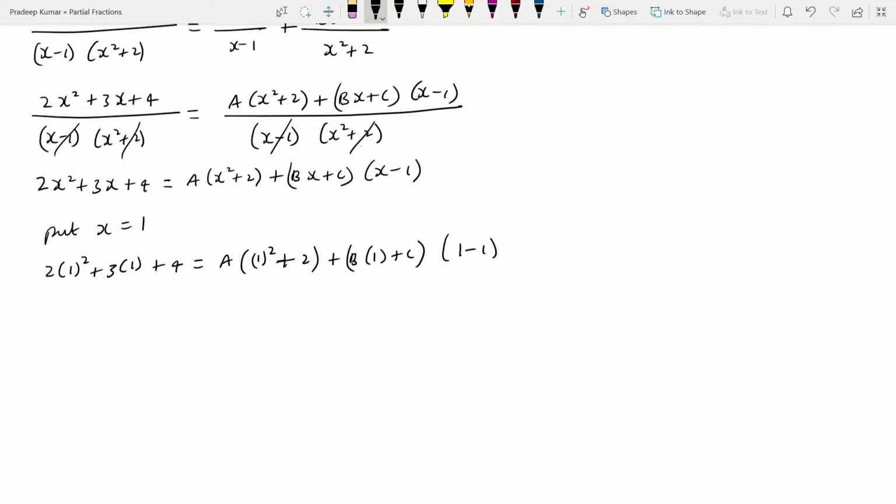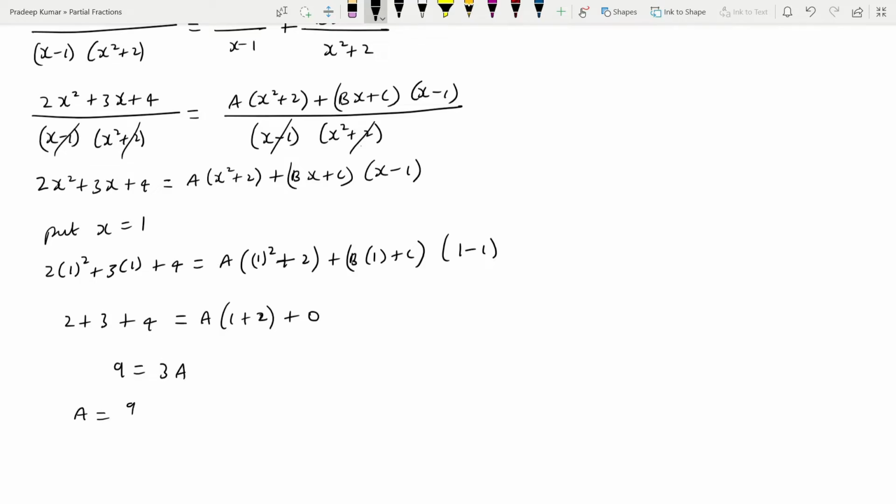So this is 2 into 1 is 2, plus 3 into 1 is 3, plus 4, that is equal to a into, we are left with only 1 plus 2, and this whole part is becoming 0. So we'll just write it as 0. So 2 plus 3 is 5, 5 plus 4 is 9. So 9 is equal to 1 plus 2, which is 3, so 3a.